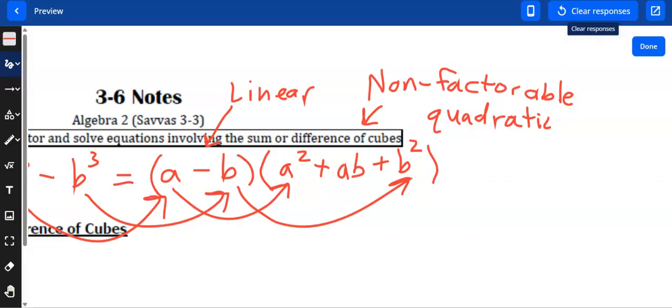This exact same thing is going to be done when we get to a sum of cubes. Except the first sign in the linear term will be a plus, and the middle term on the second one will be a minus. But exactly the same thing will happen.